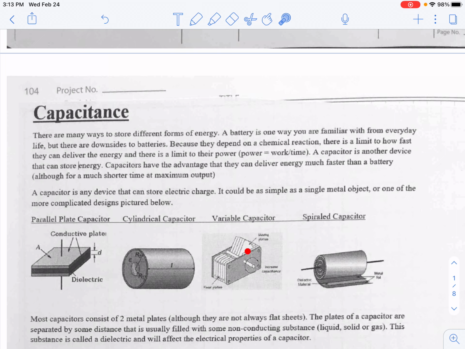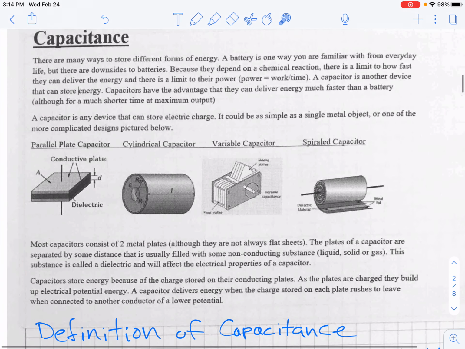And a variable capacitor, these fins will move in or out, which will change the amount of area that overlaps. And by changing the amount of area that overlaps, you will effectively change the capacitance. So this is a variable capacitor. It could be used for tuning purposes. Capacitors have certain properties in AC circuits where having a tunable capacitor is a desirable thing.